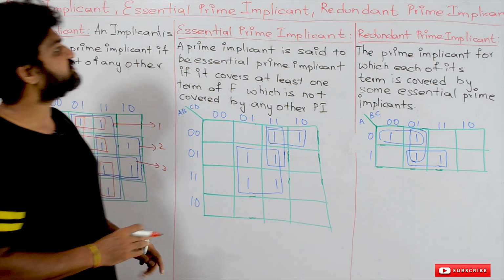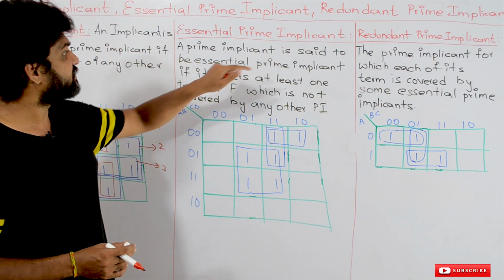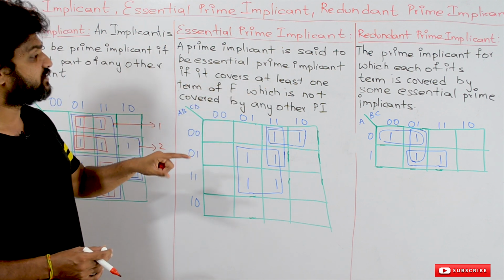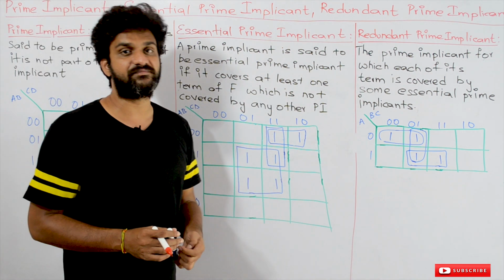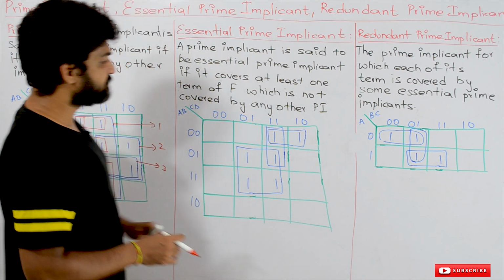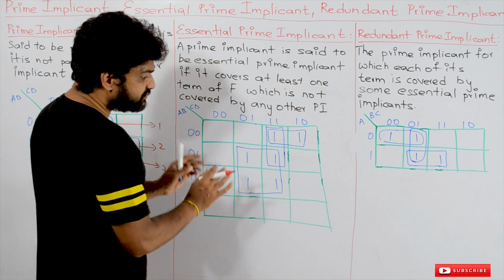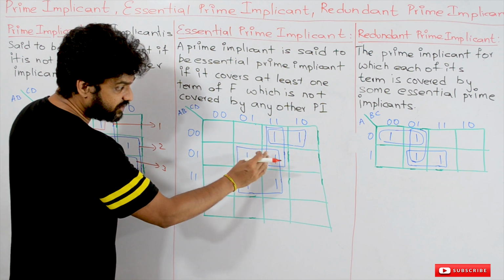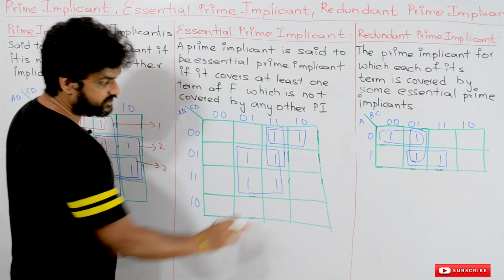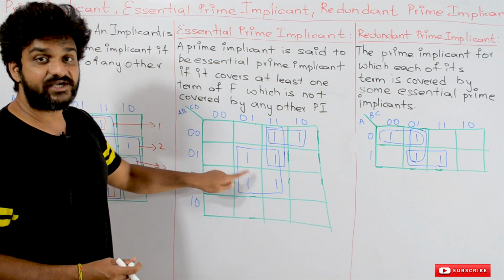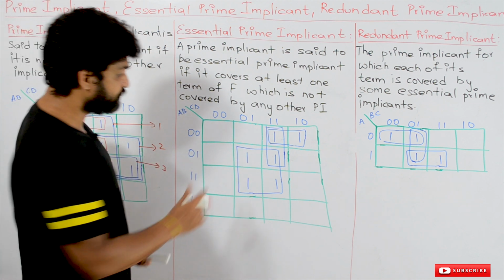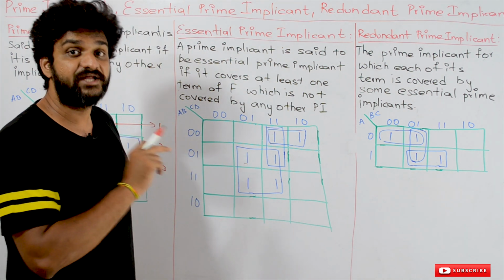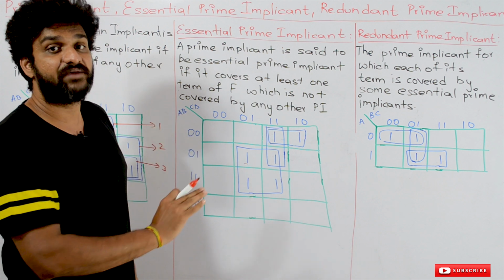Coming to the definition of essential prime implicant, a prime implicant is said to be an essential prime implicant if it covers at least one term of F which is not covered by any other prime implicant. In this K-map, these are the prime implicants. If you take these terms, another prime implicant is not possible. If you take an implicant here, that is not going to be a prime implicant. It is going to be an implicant which is embedded in another prime implicant.